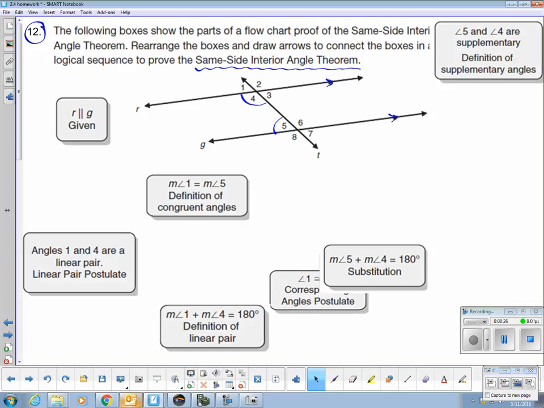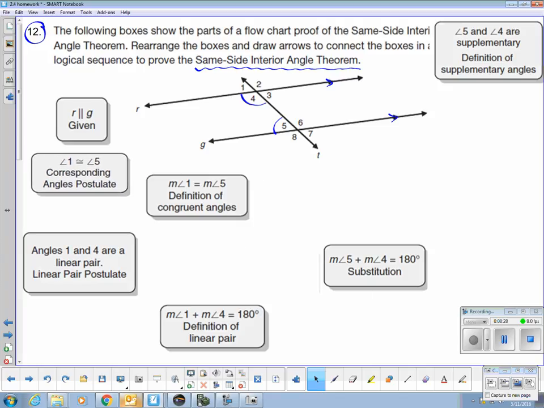Now, because I have parallel lines, I can now say that angle 1 is congruent to angle 5. So let's take a look at those two angles. Angle 1 is congruent to angle 5. Those are corresponding angles. If I have parallel lines and a transversal that cuts through the parallel lines, I have 4 pairs of corresponding angles, and 1 and 5 are one of those pairs.